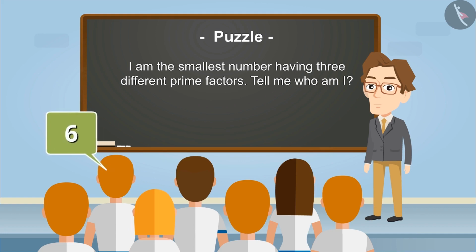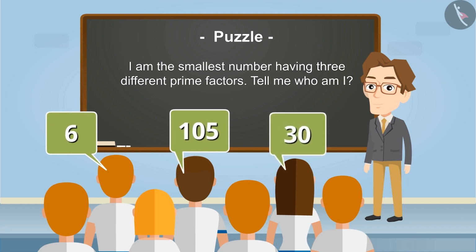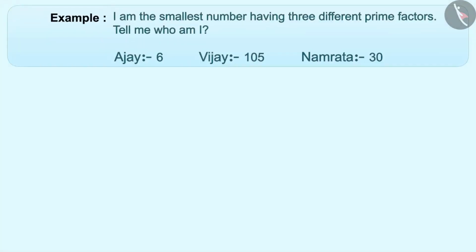Ajay's reply is 6, Vijay's reply is 105 and Namrata's reply is 30. In your opinion, who gave the correct answer? Let's read the puzzle once again. I am the smallest number of 3 different prime factors. Tell me, who am I?